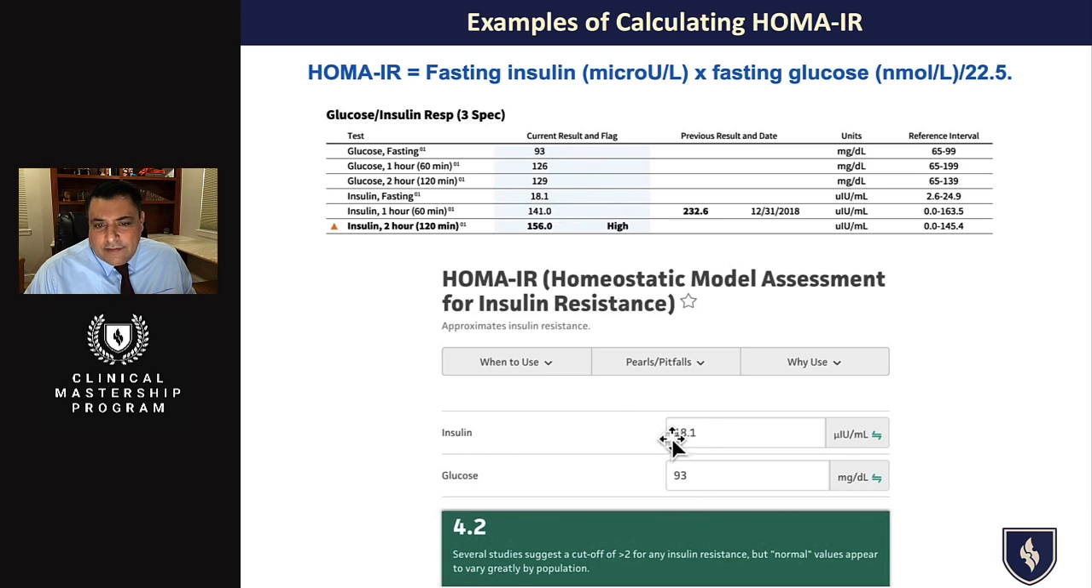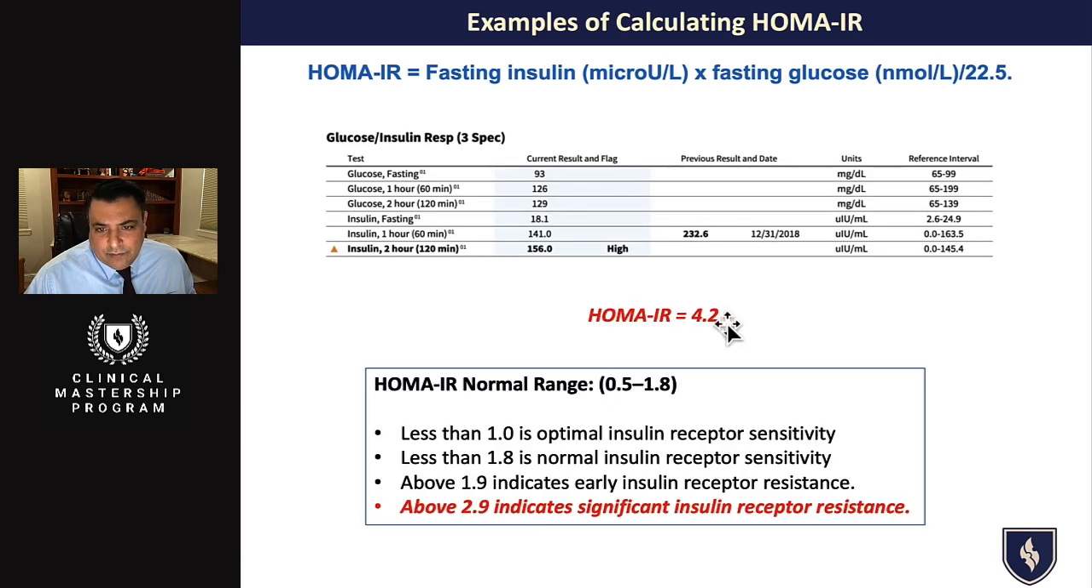when you plug it into the HOMA calculation to really look at the response of glucose load versus how insulin responds against it in a fasting state, you can see that this person is definitely 4.2. They're above 2.9, which indicates significant insulin resistance. And this would be your baseline score that you would look at before these interventions.